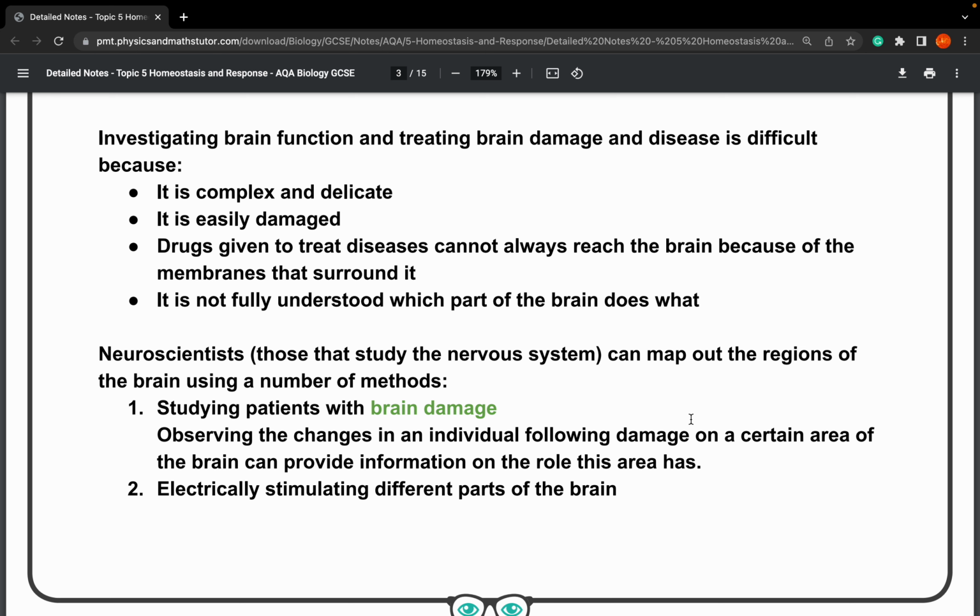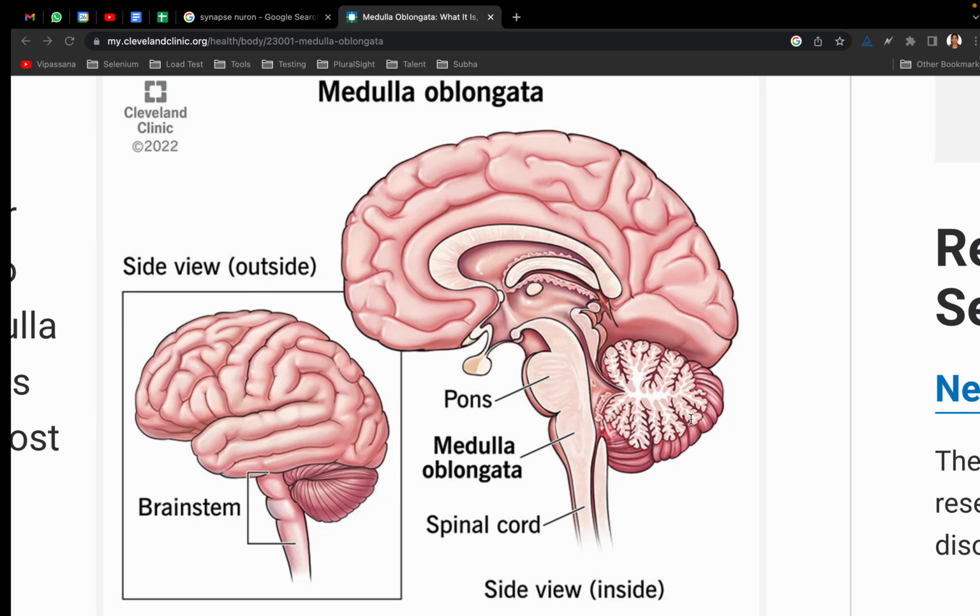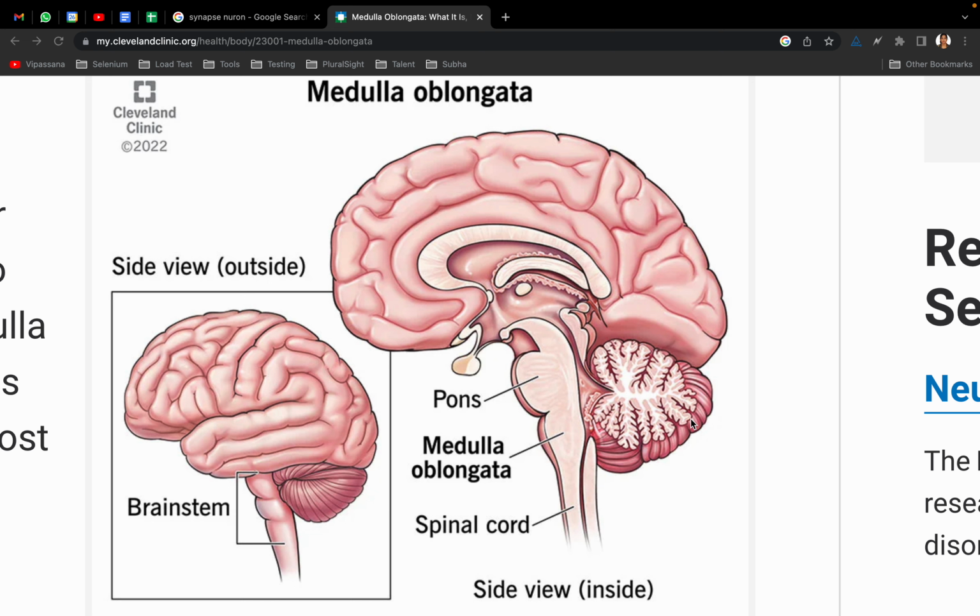Yeah. So, is the cerebrum and cerebral cortex the same? Yeah. So the cerebrum is this whole structure. The whole structure is the cerebrum. The cerebral cortex is only the outermost part of the structure.